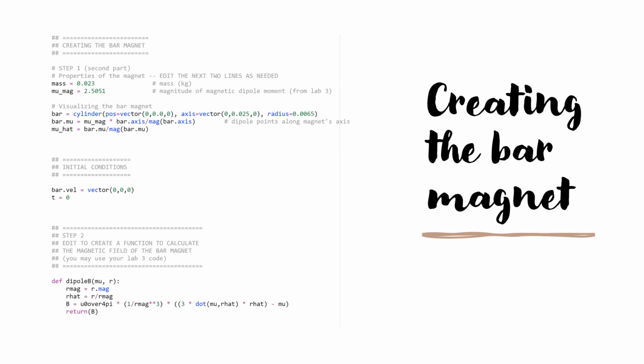The next part of this was all about creating the bar magnet. So we started with the mass of the magnet and the magnetic dipole moment that we showed earlier and calculated in lab 3. For visualizing the bar magnet, we used the functions there with different initial conditions, which really consist of time equal to 0 and the velocity equal to 0. And then at the bottom, we wrote a function to calculate the dipole magnetic field, which uses mu and r and returns our value.